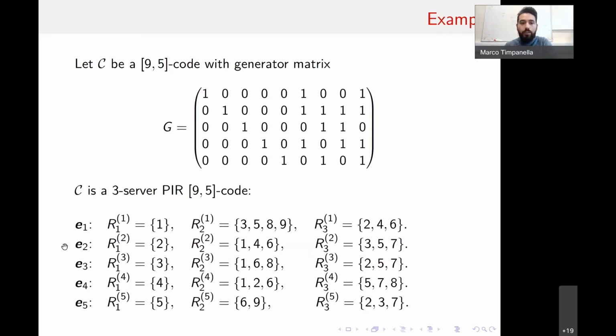So for instance, let's start with e1. Clearly, e1 is the first column of G, but e1 is also the sum of these 4 columns of G. And we also have another choice, because e1 is the sum of the second, the fourth, and the sixth column of G. So we found 3 disjoint choices of columns of G that add up to e1. And the same can be done with the other vectors, showing that C is actually a 3-server PIR code.